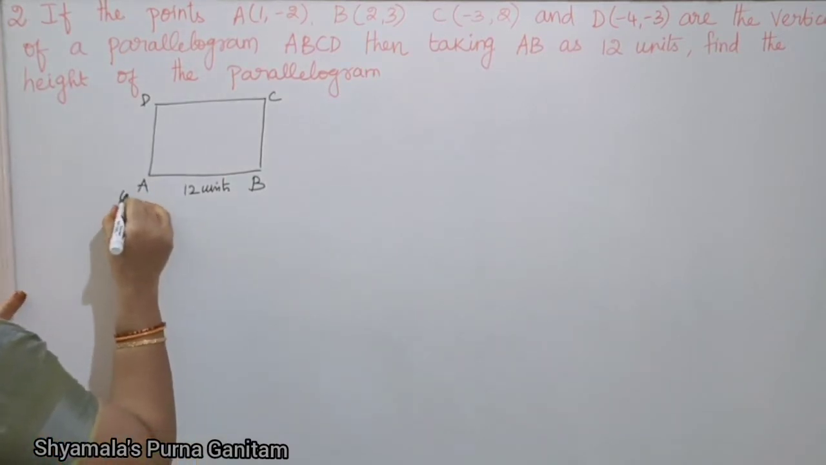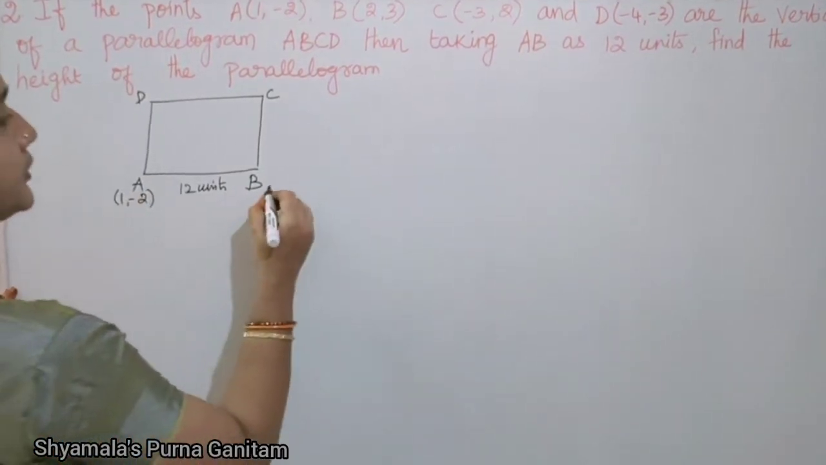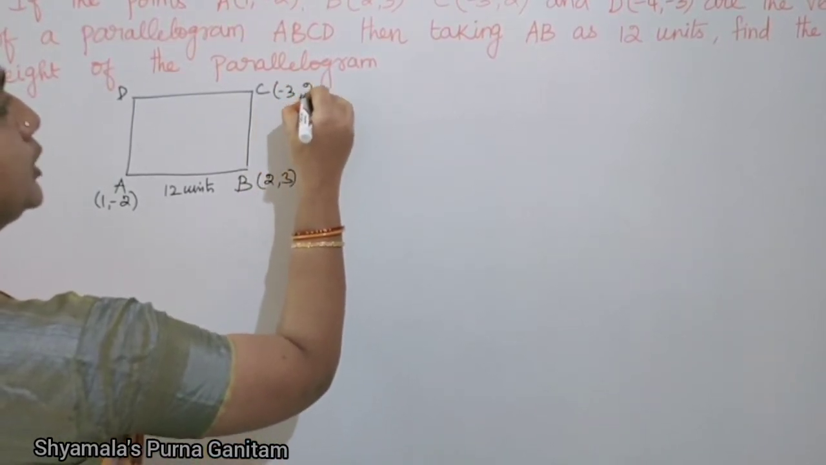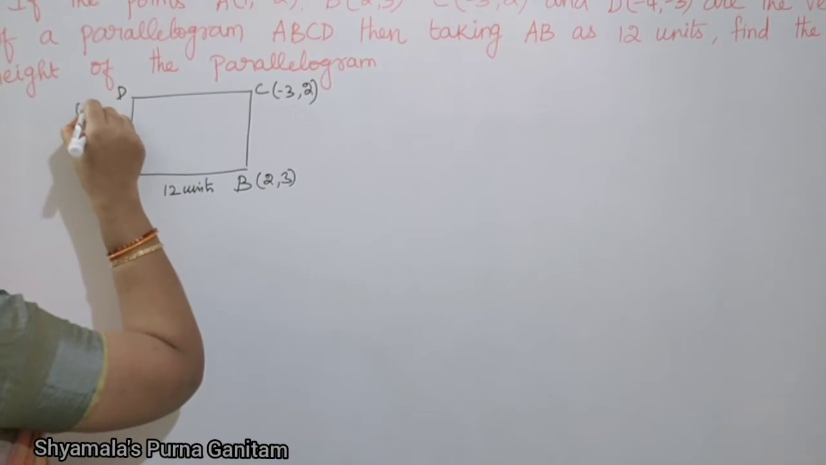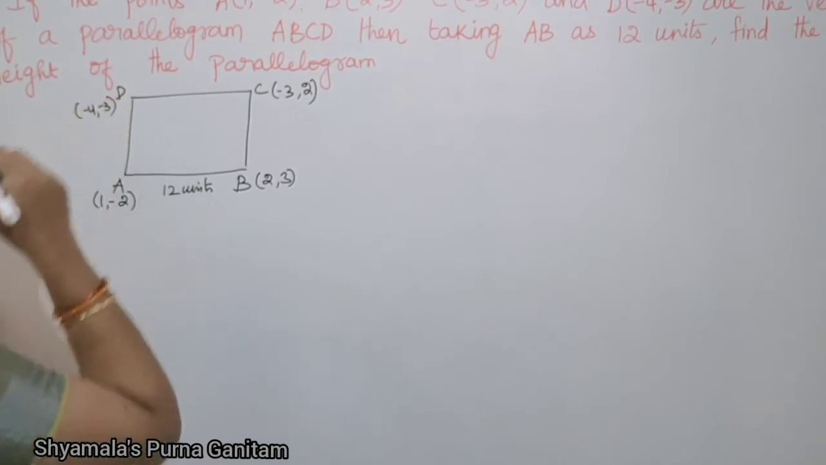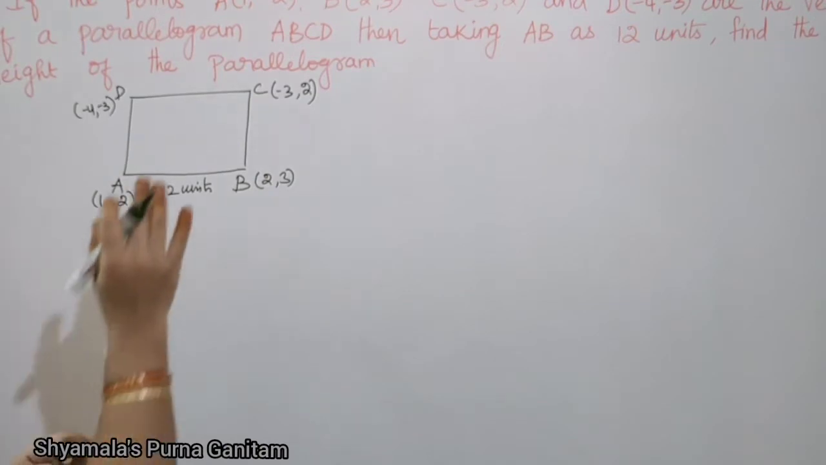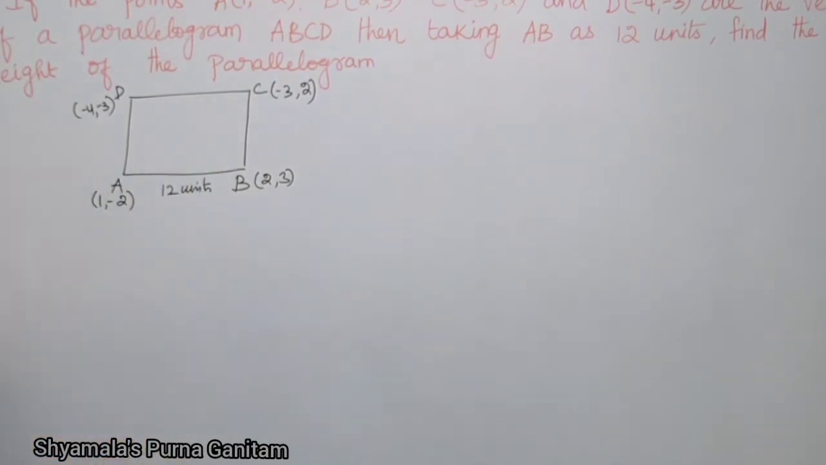So, A is given as (1, -2), B is (2, 3), C is (-3, 2), and D is (-4, -3). So, these are the vertices of the parallelogram. You are asked to find the height of the parallelogram.